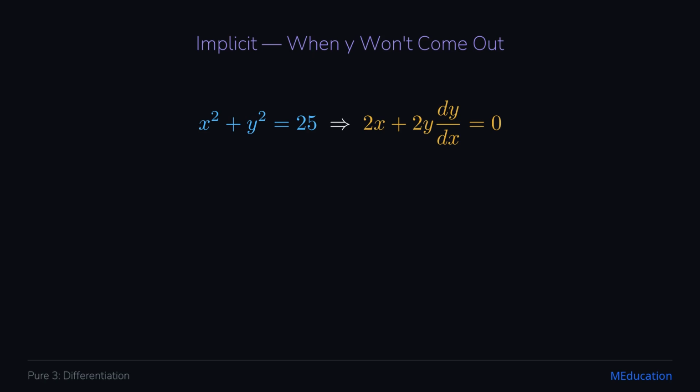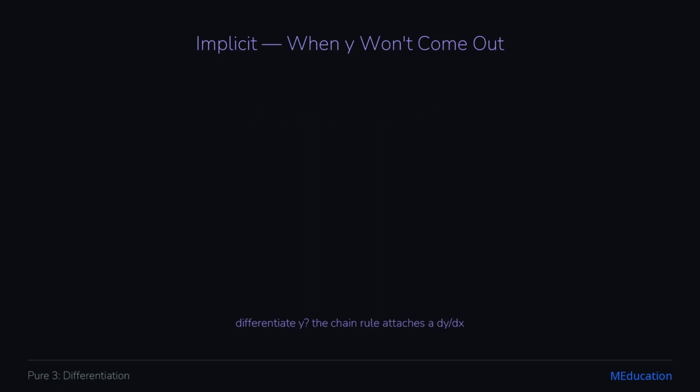Sometimes y is hopelessly tangled with x, like x squared plus y squared equals 25, a circle you cannot neatly rearrange for y. So you do not rearrange. You differentiate every term as it stands, and each time a y appears, the chain rule forces a dy by dx to ride along. Then collect and solve for that gradient. Rearrange and the gradient drops out.